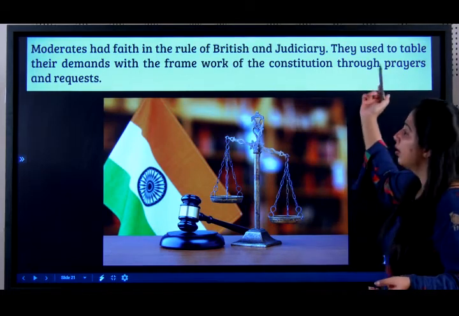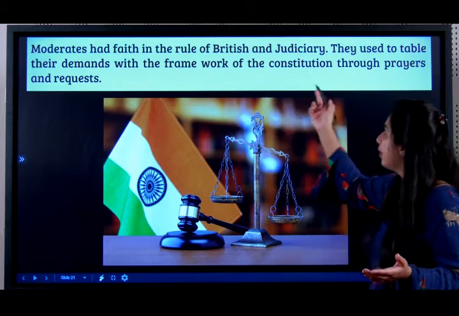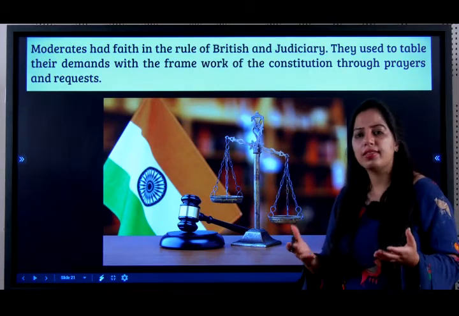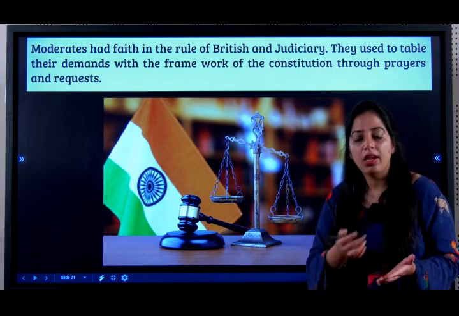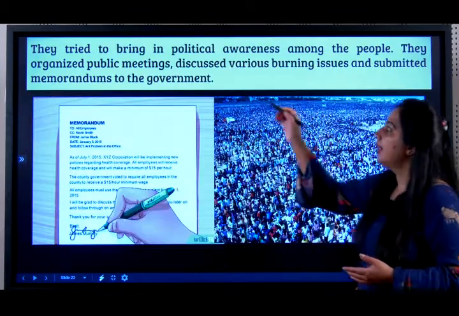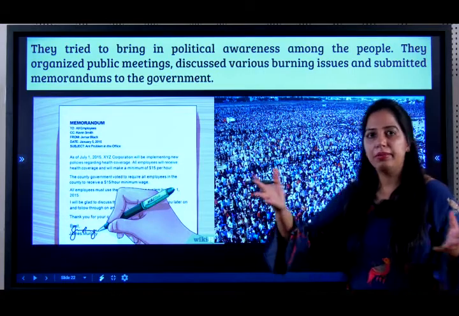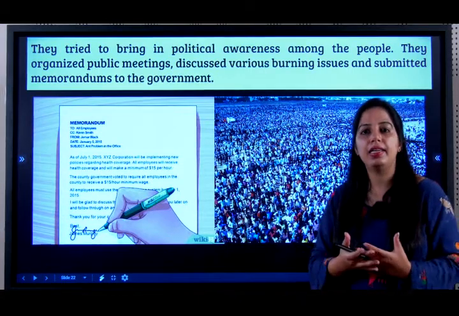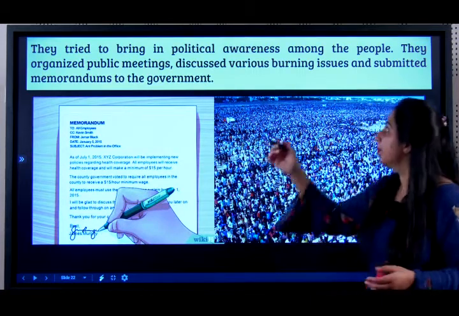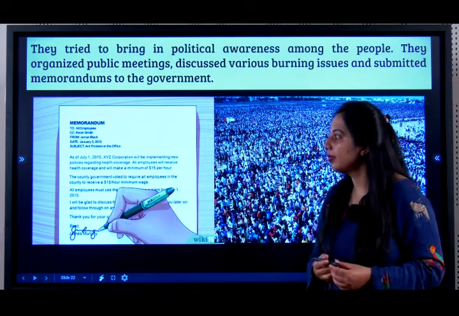They used to table their demands. They used to write their demands within the framework of the constitution through prayers and requests, and they would go and say, you have made the constitution. According to that, you have to give us these things. They tried to bring in political awareness among the people. They organized meetings, public gatherings where they would talk about a lot of issues. They discussed various burning issues and submitted memorandums to the government.